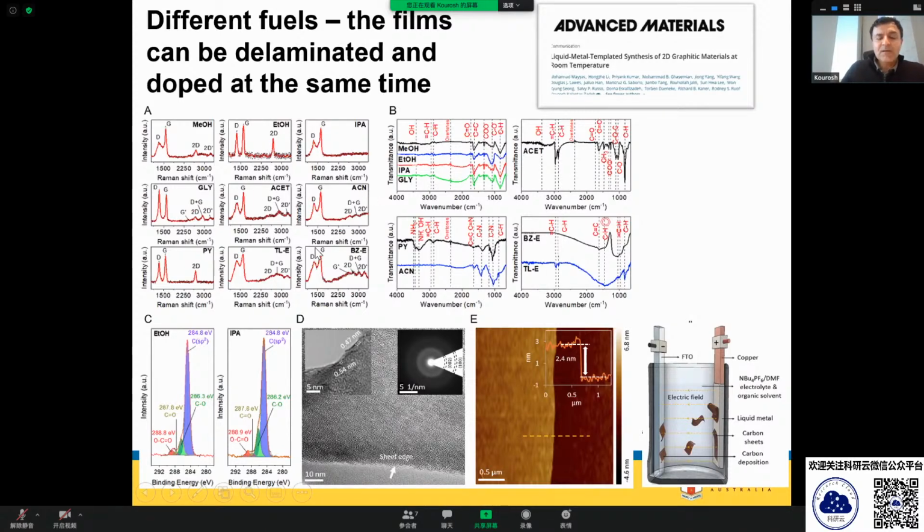Or when you use pyridine, for instance, or acetonitrile, because you have nitrogen in the environment, you in situ dope the material with, for instance, nitrogen during the synthesis. As you know, nitrogen-doped graphene oxide or graphene are highly catalytic materials. Again, we didn't use it for making, for instance, a battery electrode. You can go and try it.